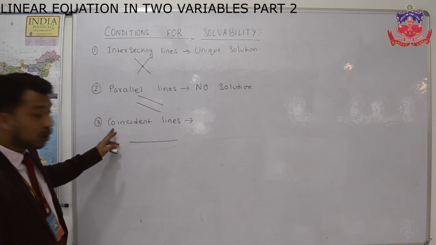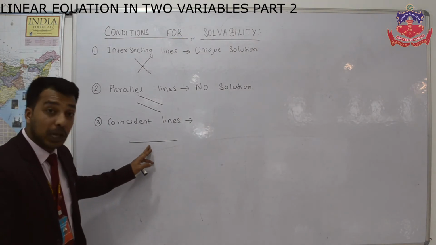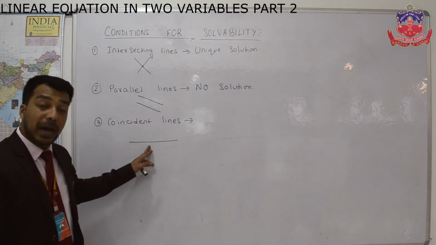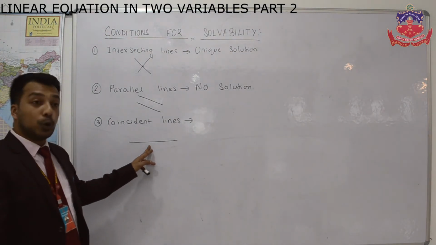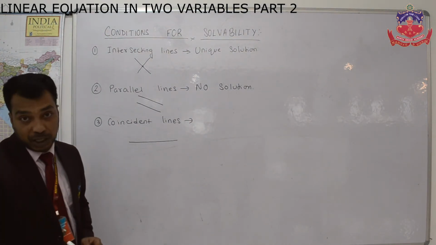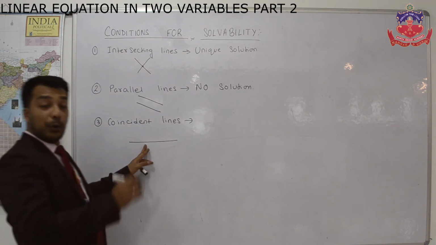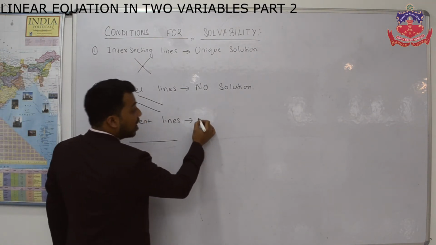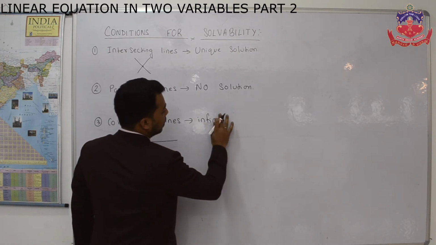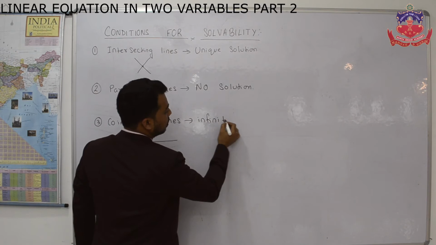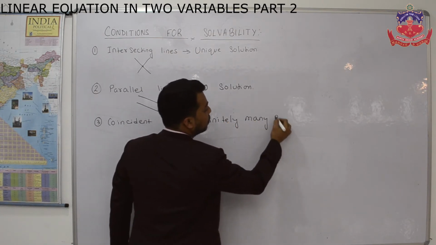For the third one, that is the coincident lines, the 2 equation lines are joined by one single line. So it appears as if the 2 lines are overlapping each other. So since the 2 lines are overlapping each other, we can say there are infinitely many solutions.